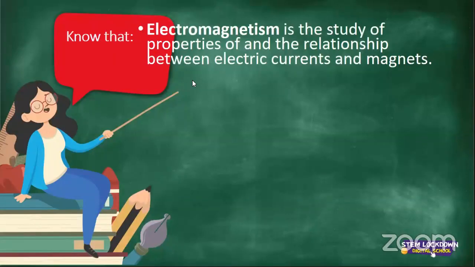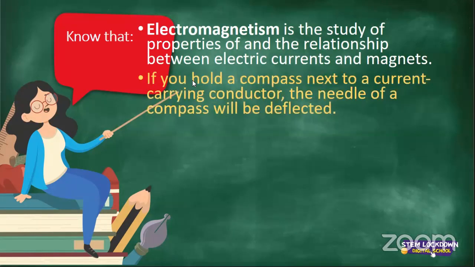Right. What is electromagnetism? Electromagnetism is the study of properties and the relationship between electric currents and magnets. So in electromagnetism, we are studying properties of electric currents and magnets, and also the relationship between electric currents and magnets. Right.